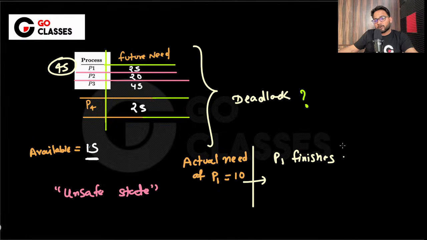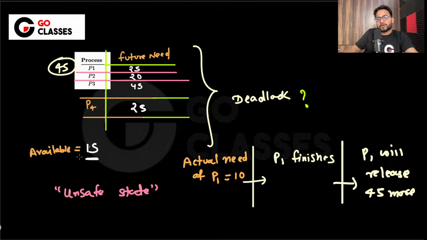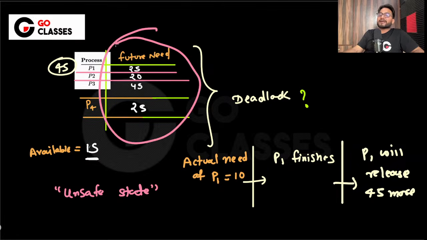Once P1 finishes, it will release whatever it is holding. It's holding a large amount of resources, so P1 will release 45 more. I mean, 15 you already have, but 45 more. And with the 60, I think you can satisfy anyone's future need. So the thing here is that this is the future need, which is the maximum need. Now the real deadlock will depend on whether P1 really needs 25 or not. Consider the worst-case nightmare, in which all of these processes ask for exactly the future need. This could be an overestimate.